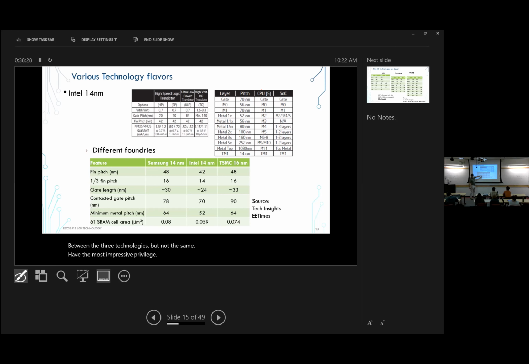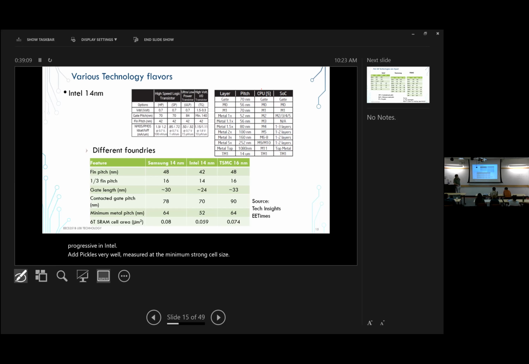There's an important metric over here: 1/3 of a fin pitch is essentially, if you look at the contacting things, supposed to be a representation of a technology. So this is really representative of it. Fin lines in Samsung were about 30 nanometers, 24 nanometers in Intel 14. Contacted gate pitches were the most aggressive in Intel. And that was very well measured at the minimum SRAM cell size.